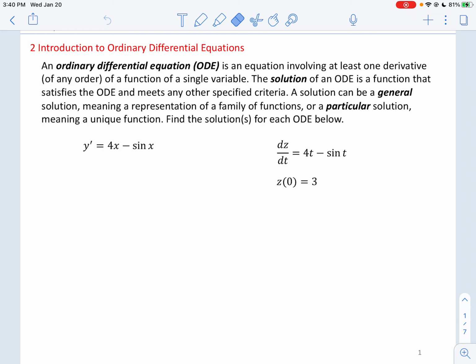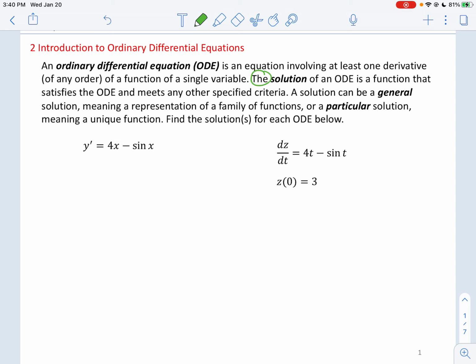An ordinary differential equation, or ODE, is an equation involving at least one derivative of any order, so I mean first, second, third, fourth derivative, etc., of a function of a single variable. Now, there are also functions of multiple variables, which you learned in Calculus 3, and there exist partial differential equations, or PDEs. Now, this class will only focus on ODEs and not PDEs.